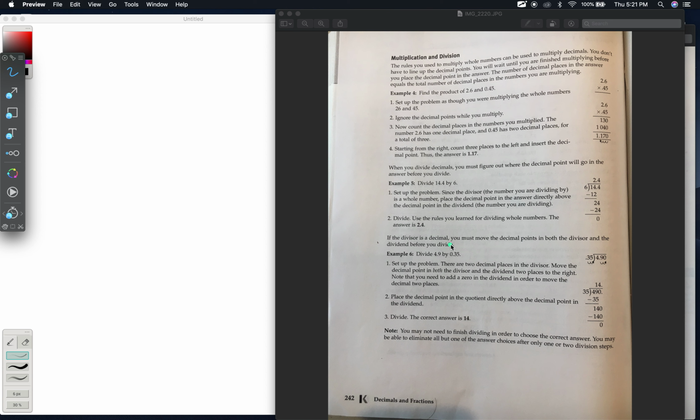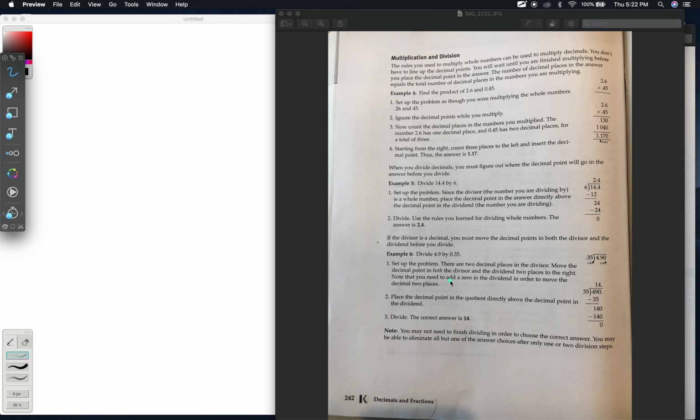If the divisor is a decimal, you must move the decimal points in both the divisor and the dividend before you divide. Okay, so in this case, this is not a whole number, and this divisor has two decimal places. So the divisor determines where you move the decimal point, and that reflects directly on the dividend as well. So two places, this moves two places as well. If there wasn't a zero there, if it was just 4.9, which, as you can see here, it was, then you would add a zero. You'd add as many zeros as necessary.